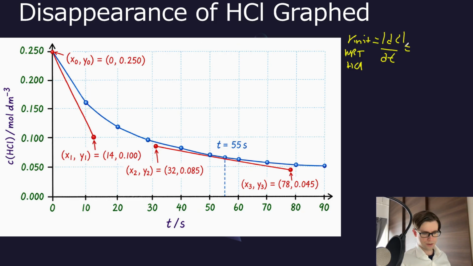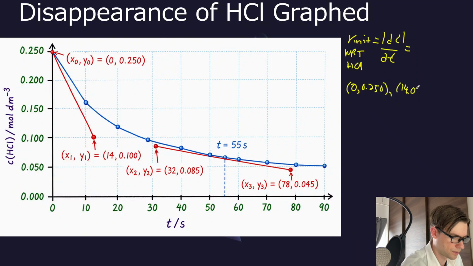We've got the tangent line drawn there, and we can take 2 points on it. I think we'll use the point 0 and 0.250. And the other will be 14 and 0.1. I'm just writing a bit of extra significant figures that you would usually be able to get from this graph. So here we're going to have 0.1 minus 0.25.